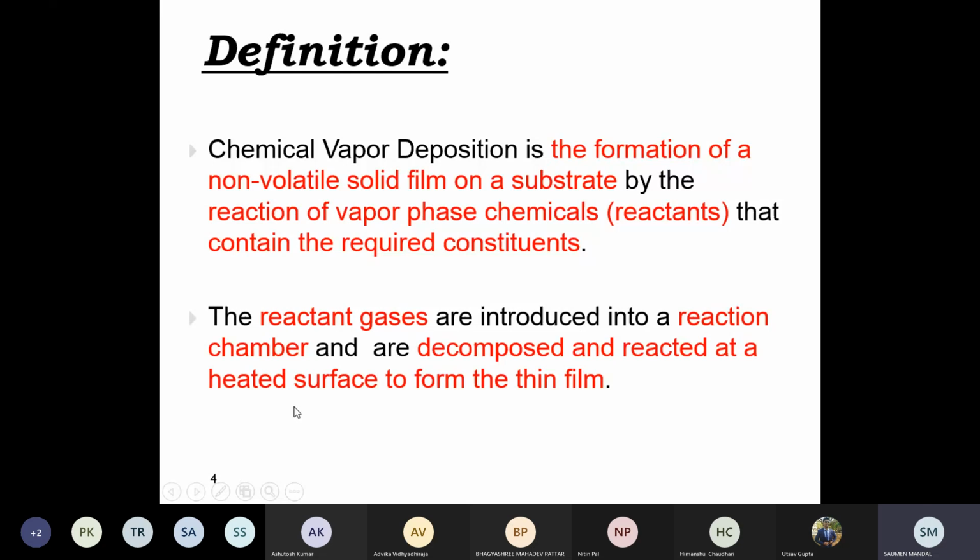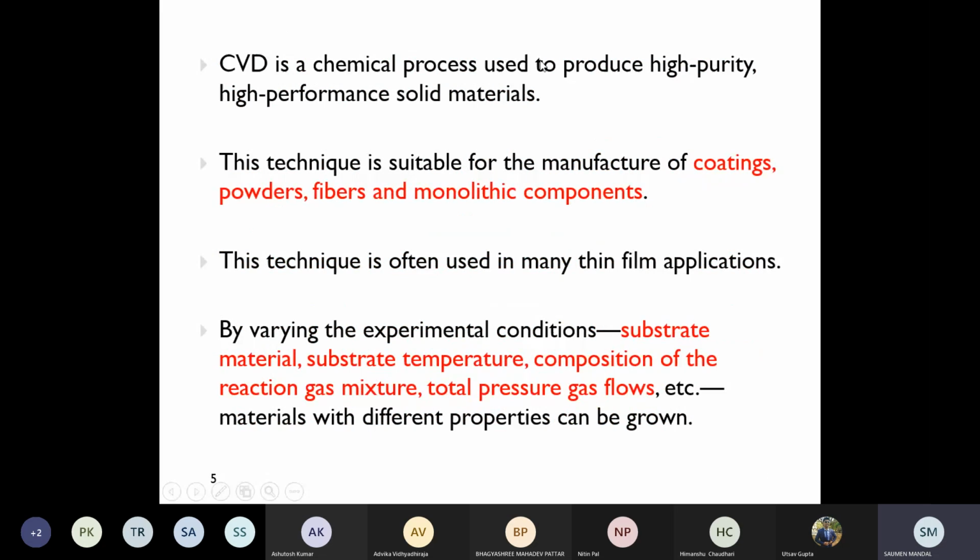So what is the difference between CVD and PVD and sputtering? In PVD and sputtering, we don't reach such a high temperature. However, in chemical vapor deposition, the chamber temperature will be much higher, up to 1000 degrees. CVD is a chemical process used to produce high purity, high performance solid material, and this technique is suitable for the manufacturing of coatings, powders, fibers, monolithic components. So all the range of products.